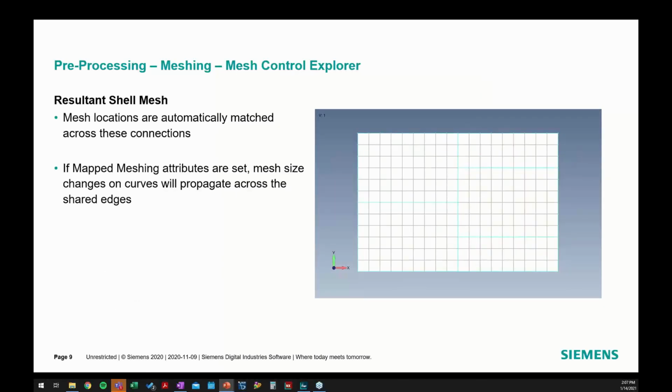So yeah, obviously you can see here, we've got a mapped mesh and you can see all the lines. If you set the meshing attributes, the mesh size will change on the curves and it'll propagate along these shared edges, as I said earlier. So you can see if you change the mesh sizing, it does propagate through these disconnected solids.